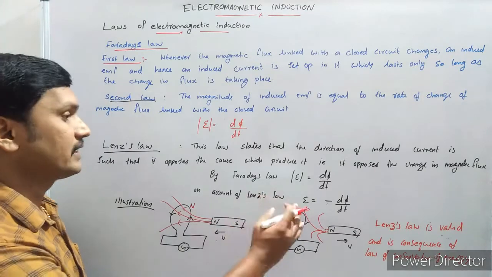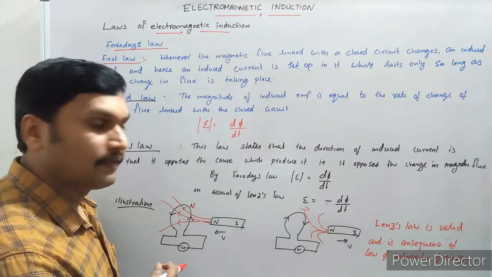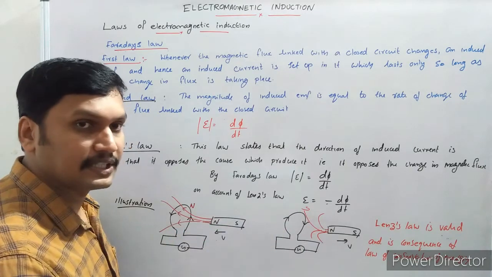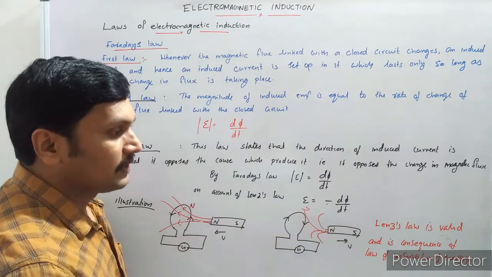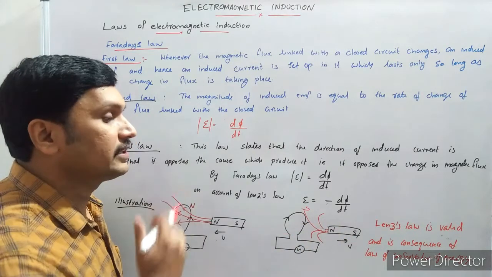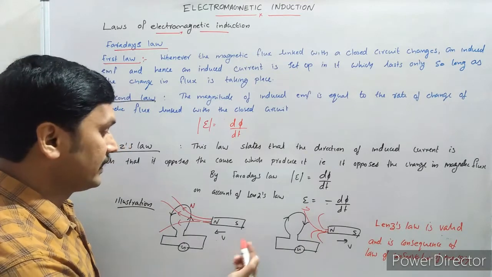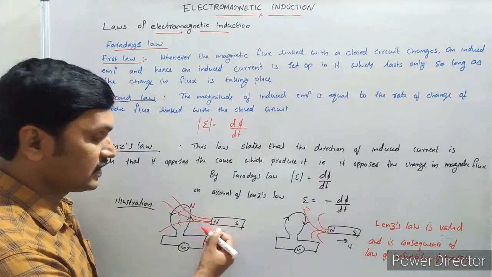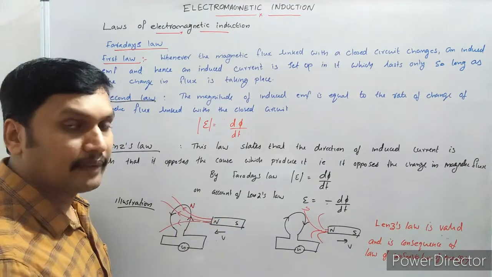So by using this Lenz's law, we can explain the direction of current produced whenever the flux of the coil is changing. So we can say that Lenz's law is valid and is a consequence of the law of conservation of energy. We know that when the magnet is moving towards it, the coil already produces a north pole on the side of the magnet.